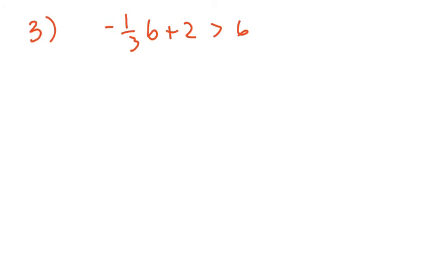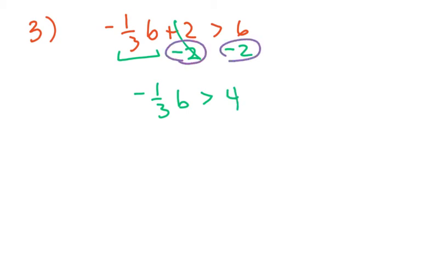Number 3, negative 1/3 b plus 2 is greater than 6. So when you're solving, remember you're going to save your variable for the end, and we're going to get rid of the constant. We're going to move everything to the other side. So I'm going to have negative 1/3 b is greater than 6 minus 2 is 4. Now please remember, you're subtracting, you're not multiplying, so we're not going to flip any signs. Don't start flipping signs when you're not supposed to. So when you subtract, you do not flip any signs.